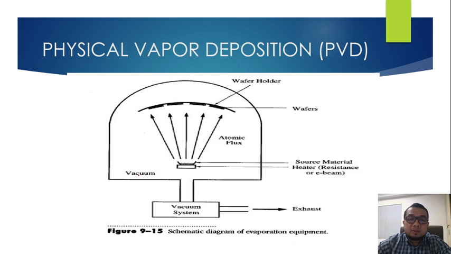So this is the schematic diagram of evaporation equipment. This is the vacuum system. This is the wafer holder, and then this is your matrix. Inside here is your reinforcement.